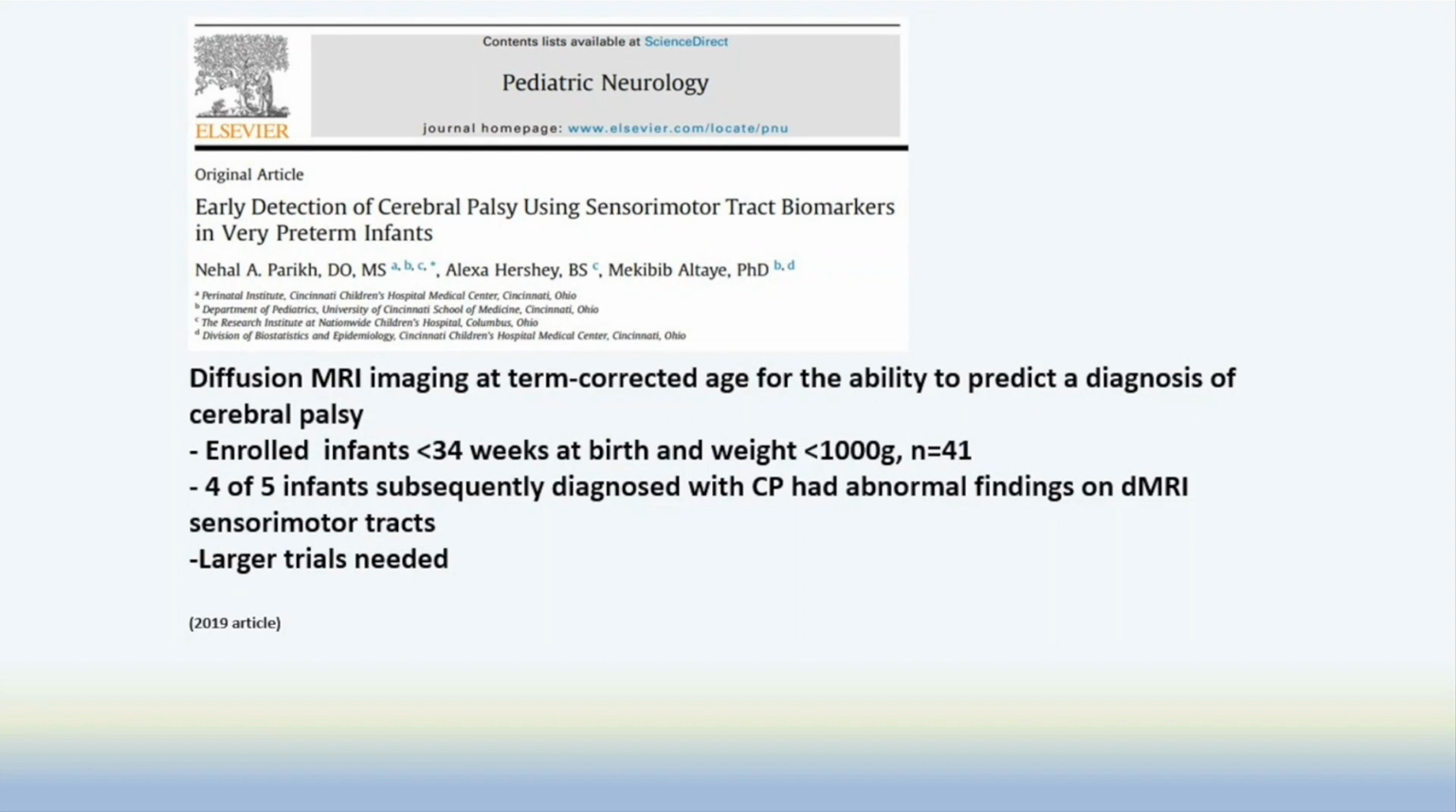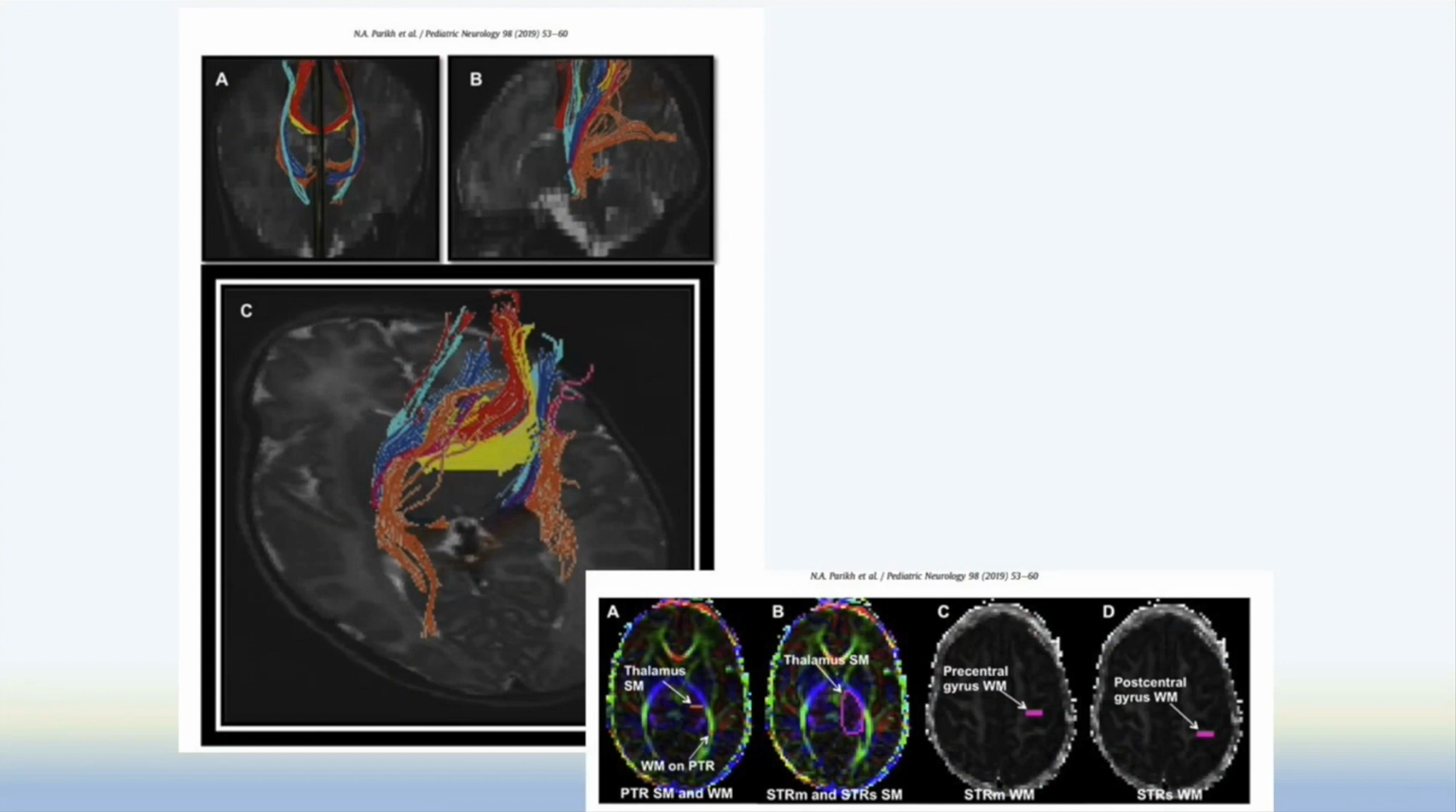And just to better understand what is out in the literature and the movement happening, I'm not going to spend a lot of time here, but even better understanding how we can use updated imaging techniques. This is one study looking at diffusion MRI with term-corrected age to predict cerebral palsy. So just a few infants looked at, but better understanding how this imaging might help us. And these are just some beautiful pictures to help illustrate that.